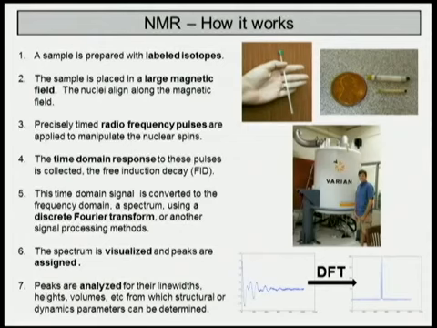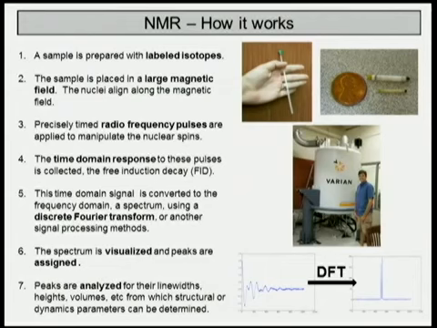We apply a series of very precisely timed radio frequency pulses, and then we collect the time domain response to this. We have to do some kind of signal processing to take this time domain data into the frequency domain, and then we can visualize, analyze our peaks, and extract any parameters that we might want.